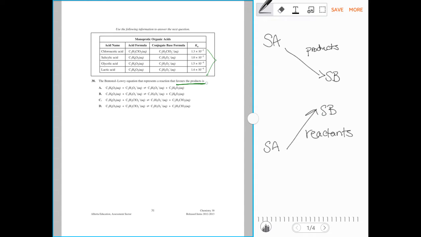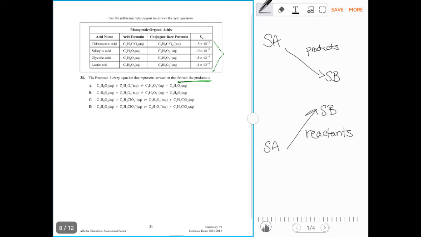So we want to make sure that our products are favored, so we want to ensure that our strong acid is above our strong base. Here I have my lactic acid, let's zoom in a little bit, reacting with my glycolate ion, which is this one here, which would mean that my arrow is going up and to the right. So this reaction would not be forward favored, or products favored.